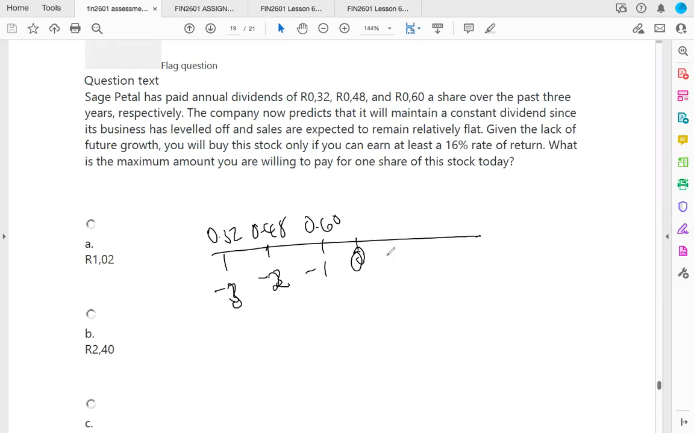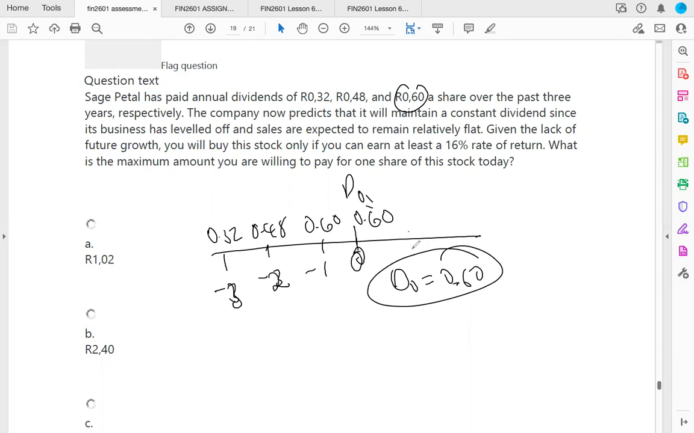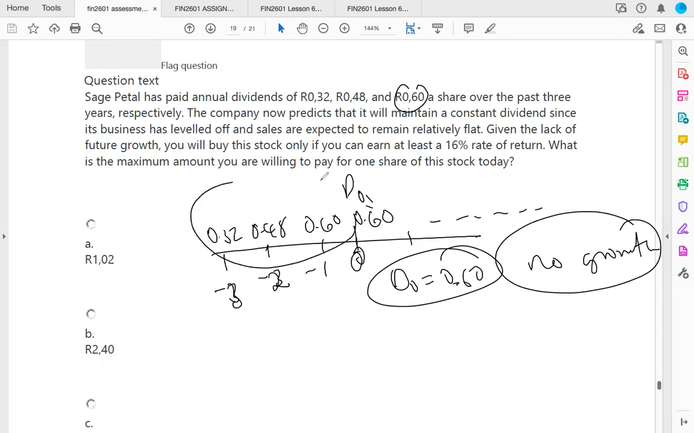So this has happened in the past, right? And then we're told that the company is going to maintain this dividend into the future since things have leveled off. So D0 is now 0.6. This is now the dividend they expect to pay into the future. So it's not going to grow. There's not going to be any growth in this particular dividend. These are in the past. This is what they're going to pay now and into the future.